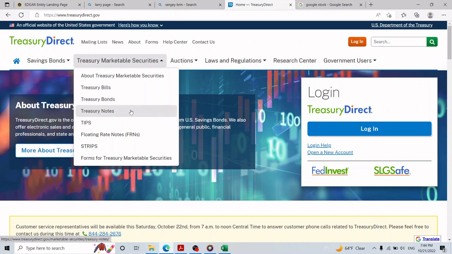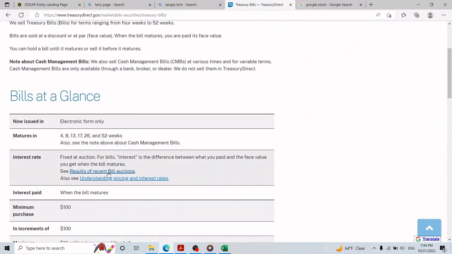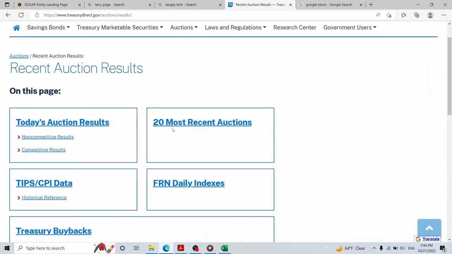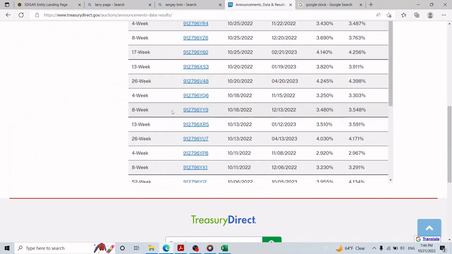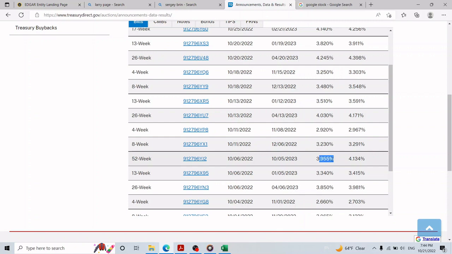The difference between the three is the interest rate and the life of each security. So the bill maximum life is 52 weeks, the notes maximum life is 10 years, and the bonds maximum life is 30 years. So if you click on the treasury bills and then click on results of recent auctions, 20 most recent auctions, scroll down until you find the most recent 52 week, and here you go, it's 3.955.